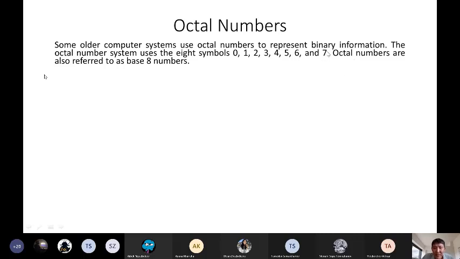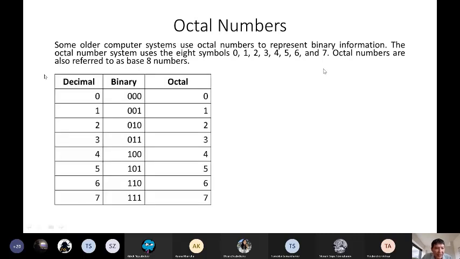Because 8 in binary will be 1, 0, 0, 0. It's already 4-bit. But from 0 up to 7, we only use 3 digits. So it's just 3-bit information.